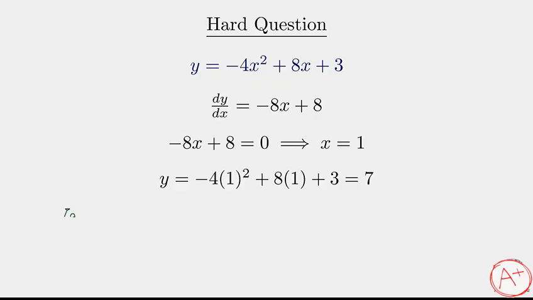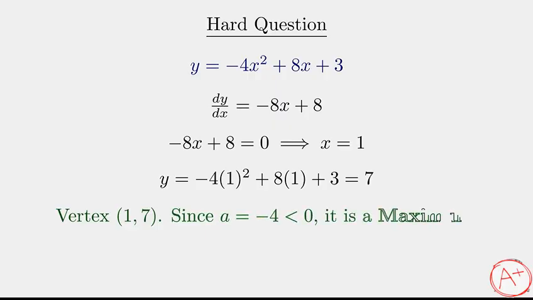To justify the nature, we look at the coefficient of x squared, which is negative 4. Since negative 4 is less than 0, the curve is a downward parabola, making 1, 7 a maximum point.